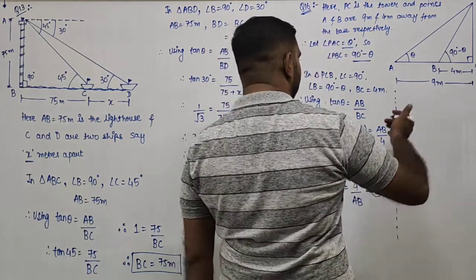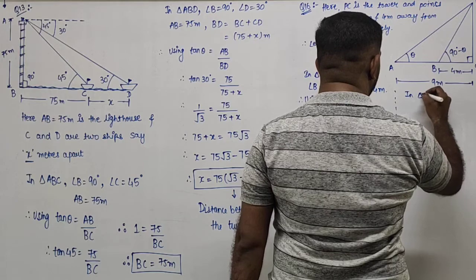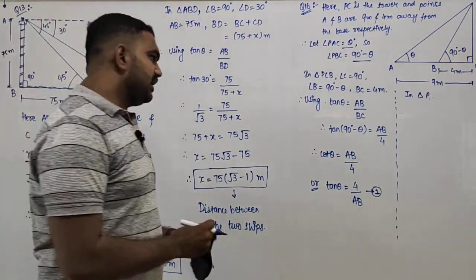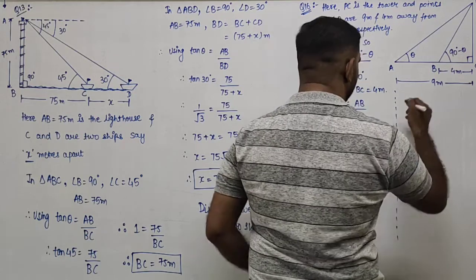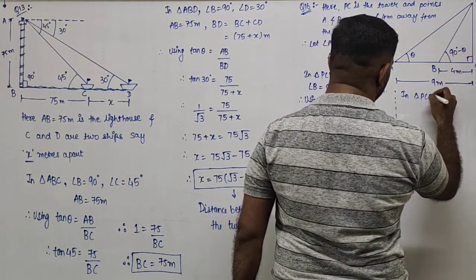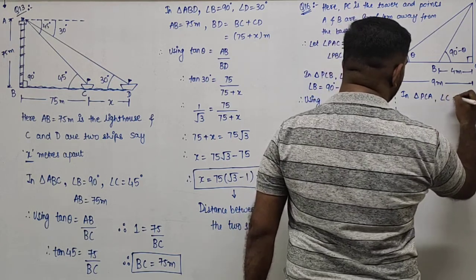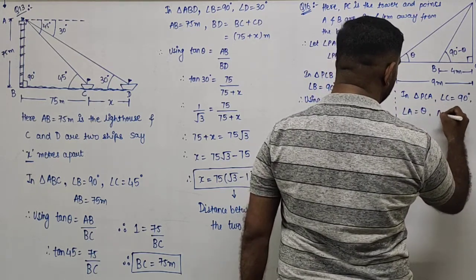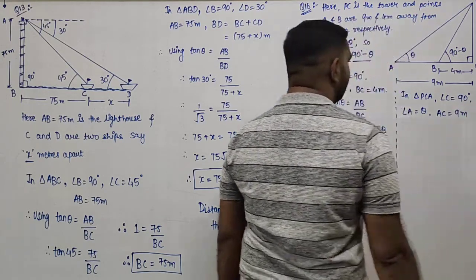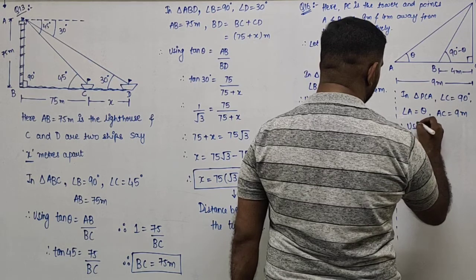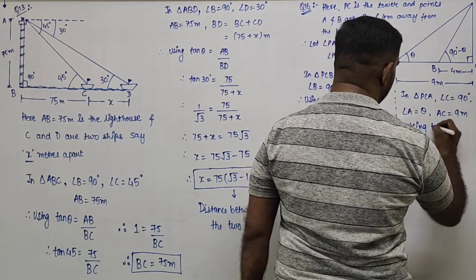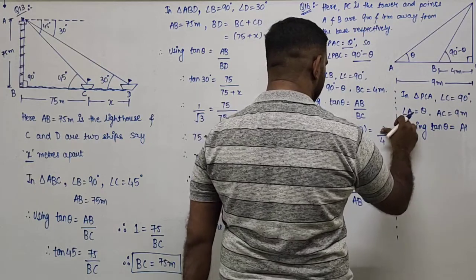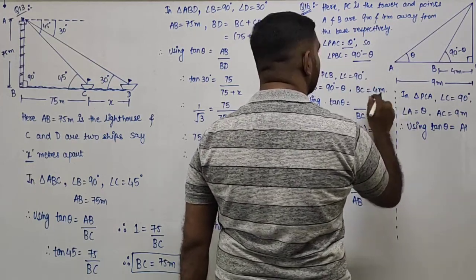Then similarly in triangle PCA, the second triangle, we will now use the bigger triangle. In triangle PCA, angle C is equal to 90 degree, angle A is equal to theta and AC is equal to 9. Therefore, using tan theta is equal to, sorry, I wrote AB here, it should be PC, my mistake. PC upon AC.